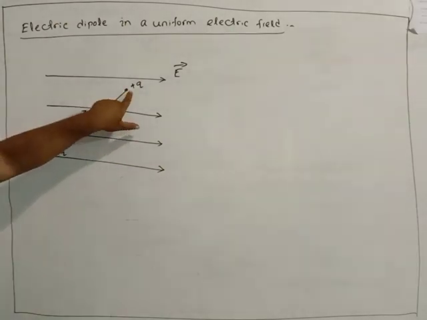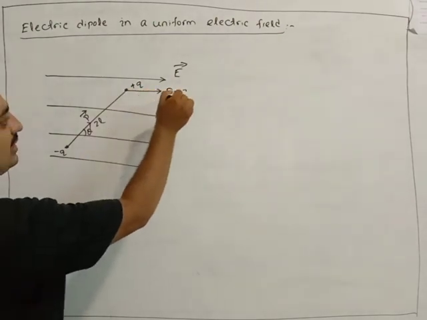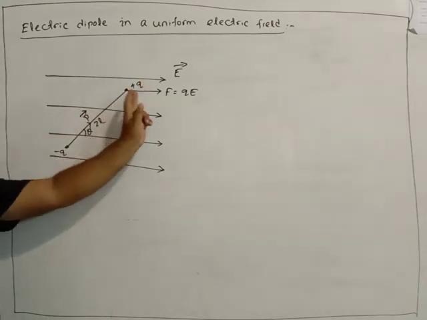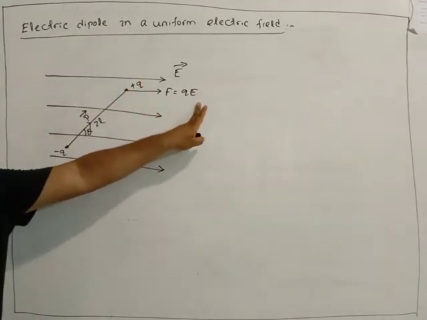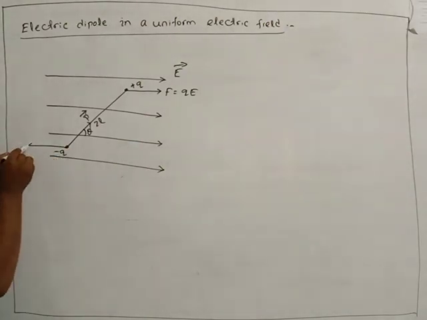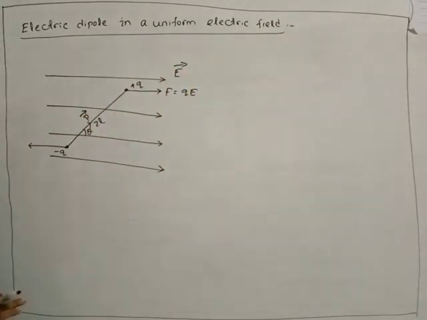Now, what is the force on this charge? The force F will be qE. But this is a positive charge, so the force will be in the direction of electric field. Now, what is the force on this charge? Here, magnitude of charge is q and electric field is E, so the force is F equal to qE. But this is the negative charge, so the force will be in the opposite direction of electric field.